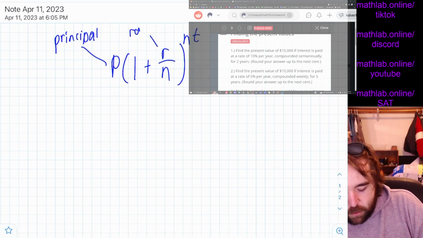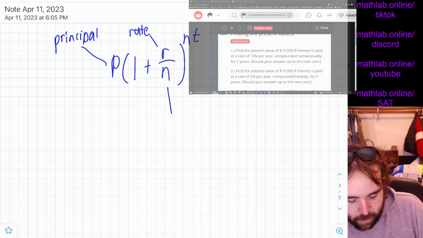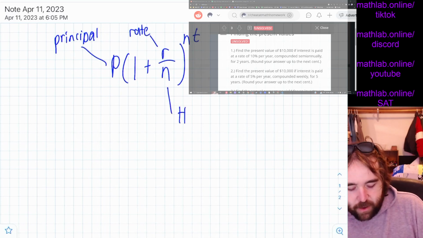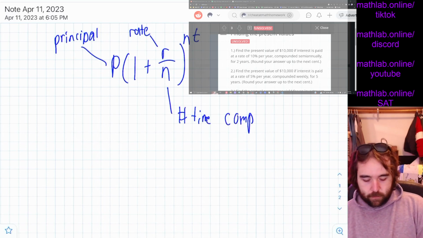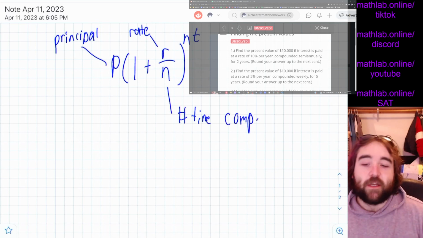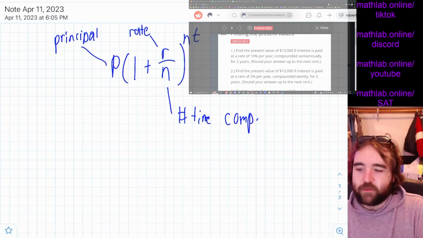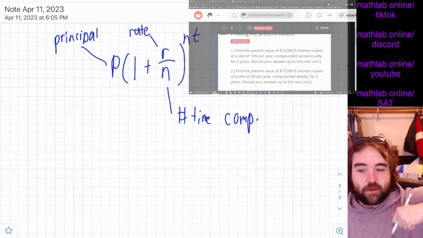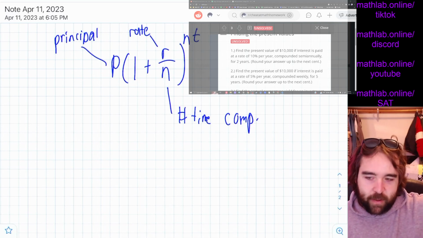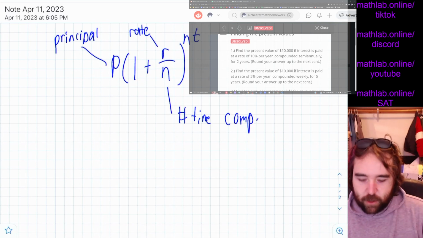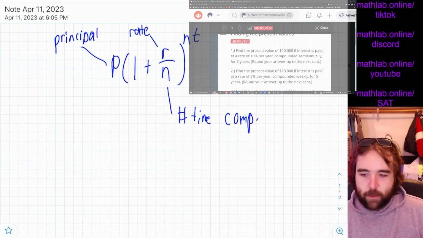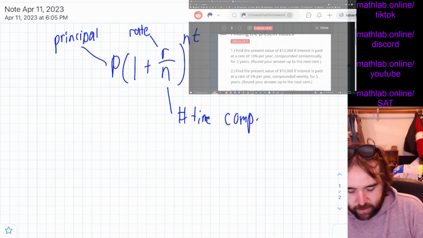We've got our annual rate, and we're dividing it by N, which is the number of times compounded per year, which in this case is 2 because it's semi-annually. So we have to divide by 2, because if it's 10% per year, that means it's like 5% each time it compounds, because it compounds twice per year. And then, of course, T is time. So we're just going to plug that into the formula.